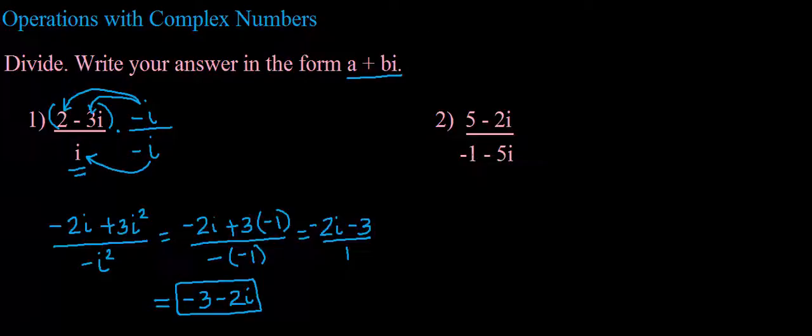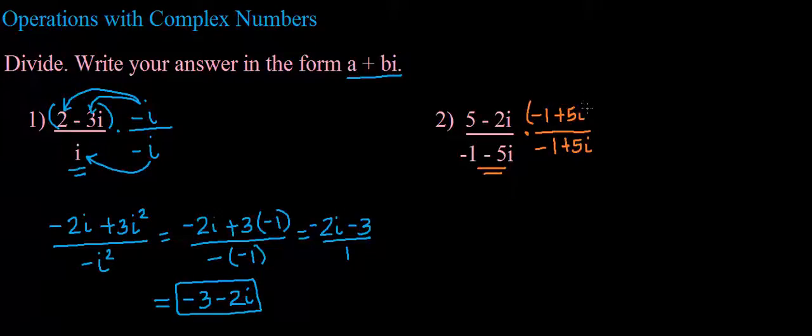For the second example, we're going to do the same thing we did with the first example. We are going to multiply the numerator and the denominator by the conjugate of the denominator. So I have negative 1 minus 5i. Remember, the real part stays exactly the same, and what's going to change is the sign of the imaginary part. So the conjugate is negative 1 plus 5i. And I multiply both the numerator and denominator by negative 1 plus 5i.